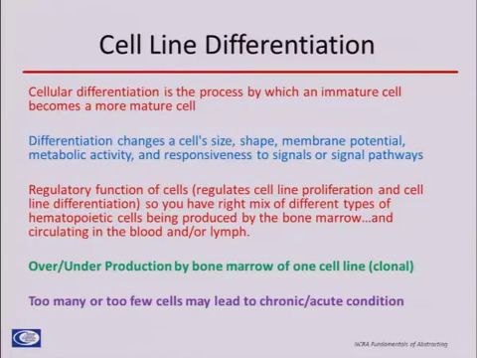Here's a nice definition for cell line differentiation. It's the process by which an immature cell becomes a more mature cell. Let that sink in a minute. So these undeveloped stem cells, so they're immature cells, eventually become more and more mature. And I'll show you a graphic in just a sec of the different stages of maturity.